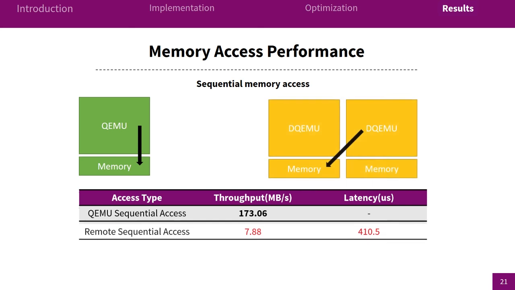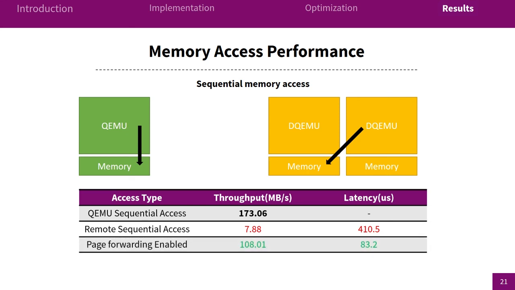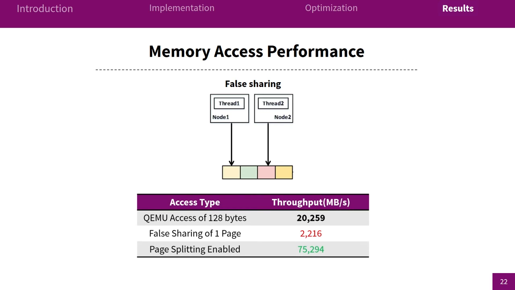What if we are accessing memory from the remote node? We found that the throughput falls dramatically, and there is a 400 microsecond latency introduced by the network. But if we turn the page forwarding on, the throughput goes back up, and the latency has also improved. As for false sharing, we created 32 threads accessing different locations inside one page.